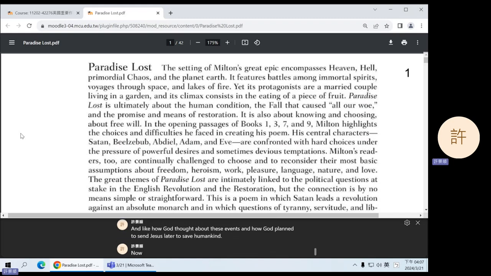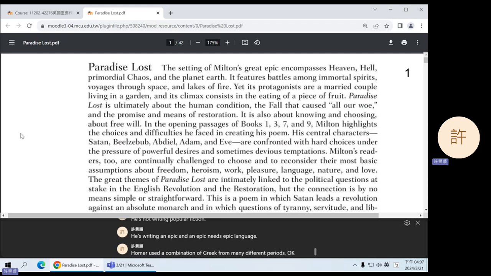Now, that's a lot of stuff. But Milton can't just tell the story. He's not writing popular fiction. He's writing an epic. And an epic needs epic language. Homer used a combination of Greek from many different periods.